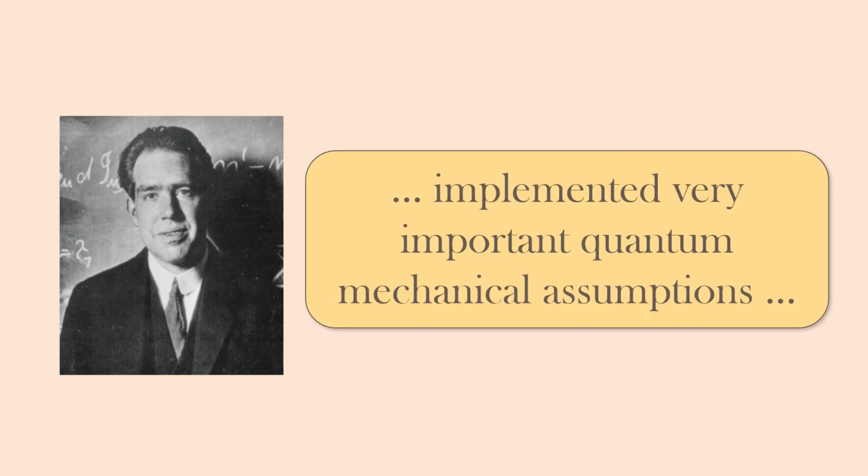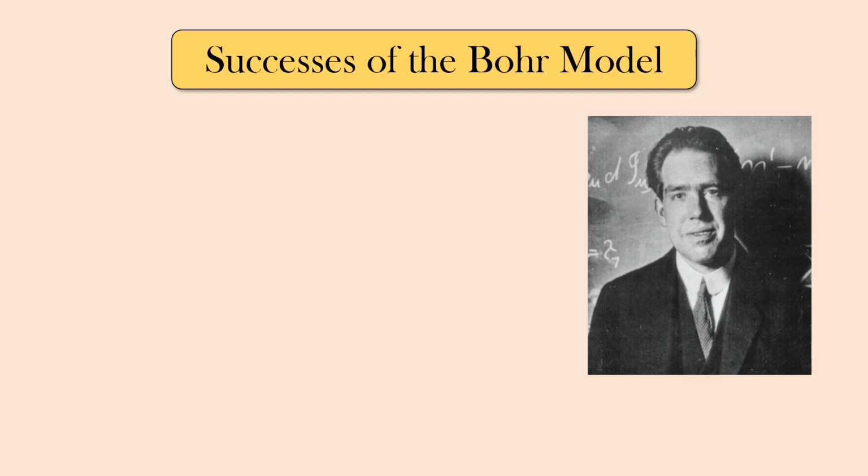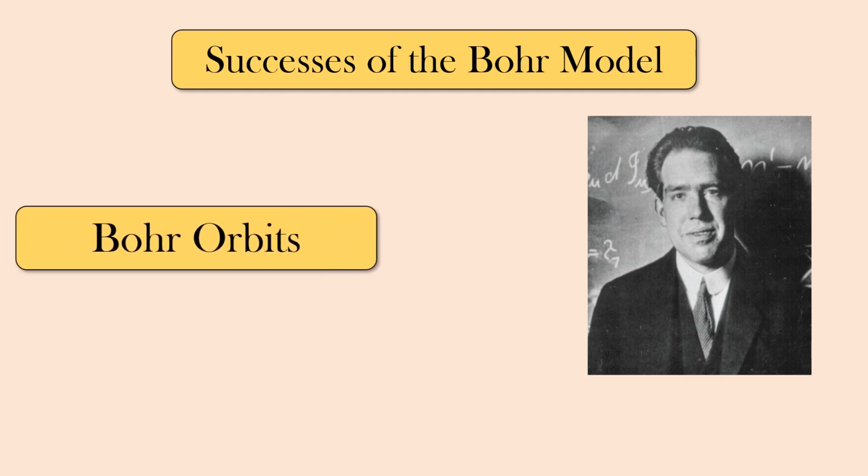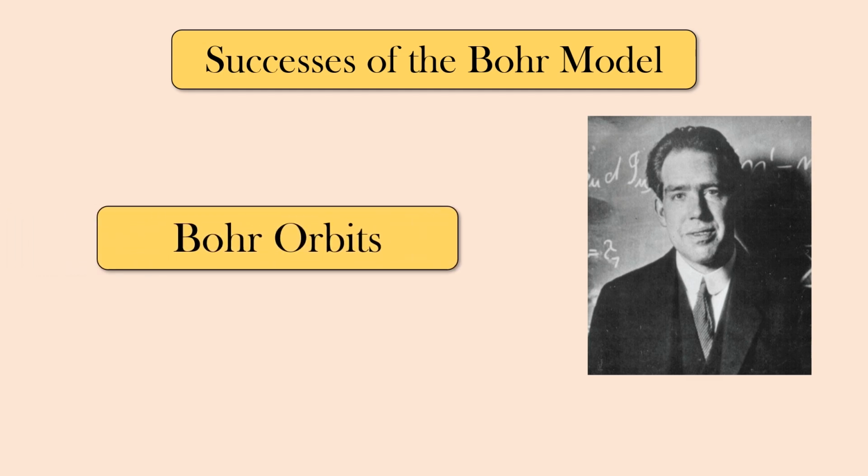Similarly, Bohr implemented very important quantum mechanical assumptions to propose a model of the hydrogen atom to help explain the hydrogen line spectrum that classical mechanics could not. Now, let's look at the successes of the Bohr model and begin with Bohr orbits.